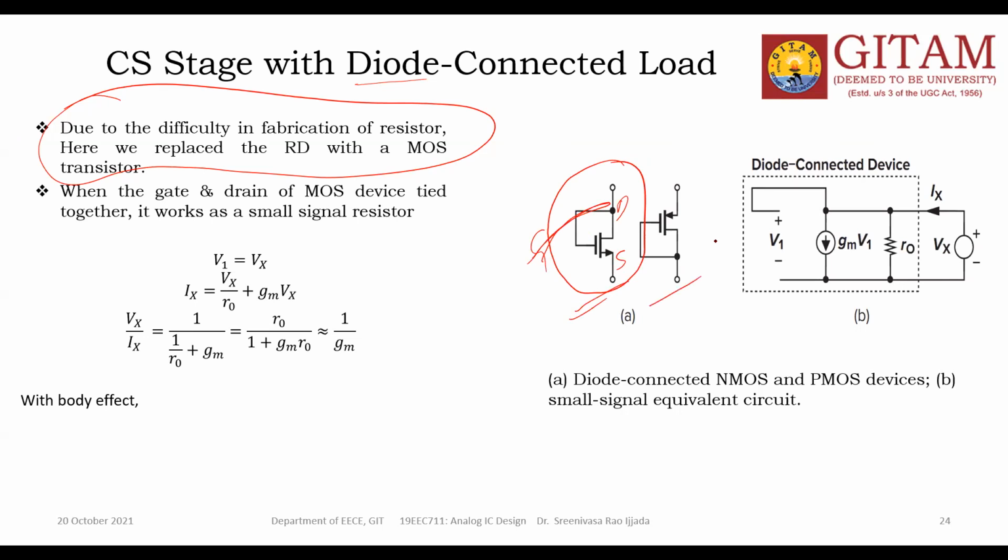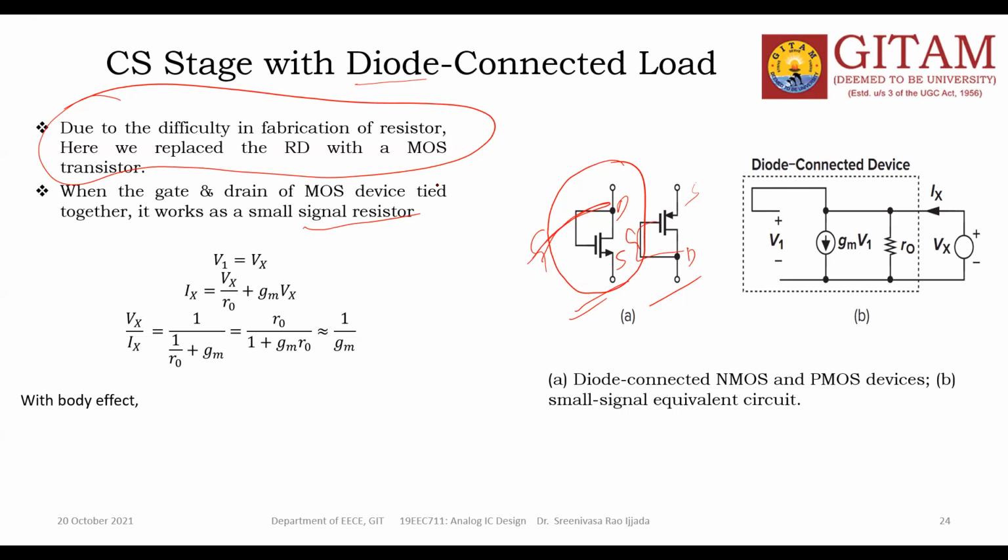This is the PMOS device. This is the source. This is the drain. This is the gate. Gate and the drain are joined. If you join wherever possible, then the device is acting as a what? Small signal. So it can act as a load.